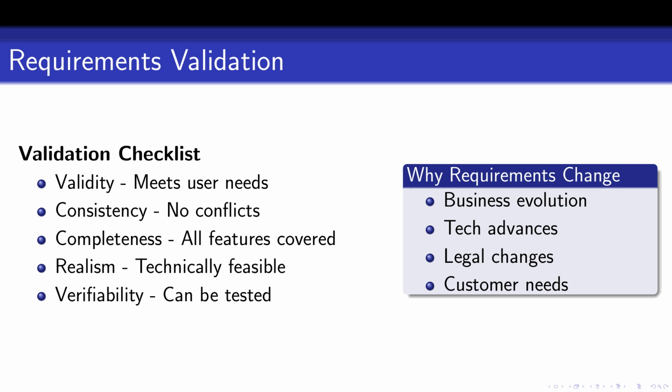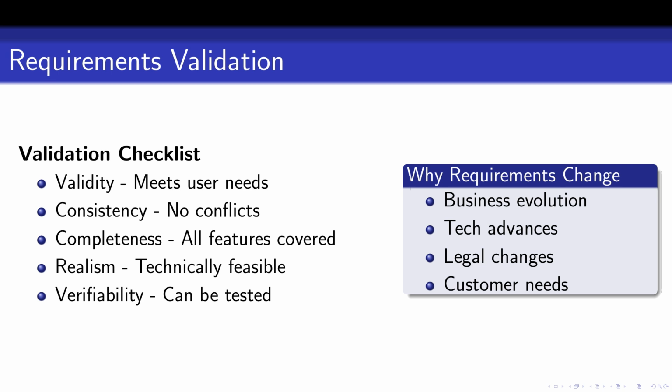Validation ensures the requirements are valid, consistent, complete, realistic, and verifiable. A validation checklist helps evaluate these qualities systematically. For example, requirements must meet user needs without conflicting details and should be feasible within technical constraints. Realism ensures that what is planned can actually be achieved. Meanwhile, verifiability ensures the requirements can be tested later.